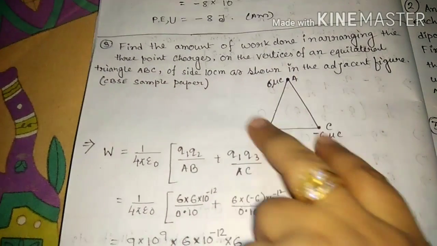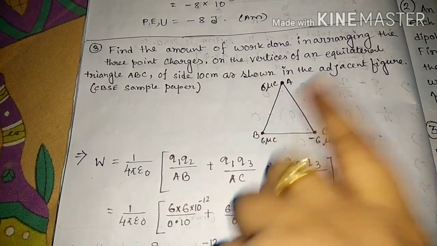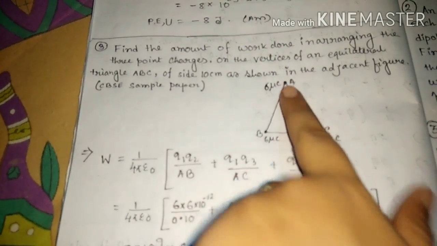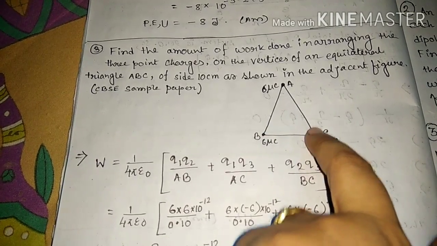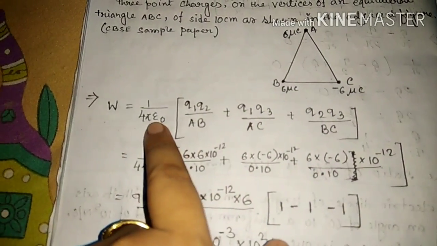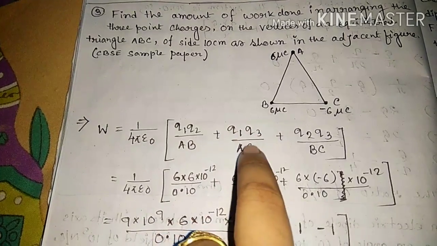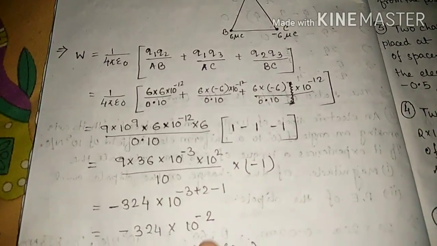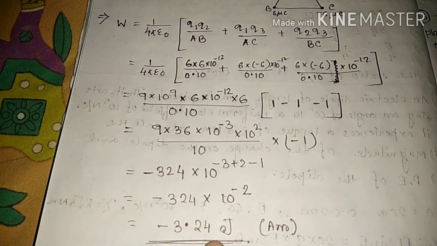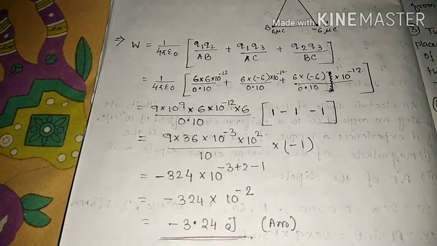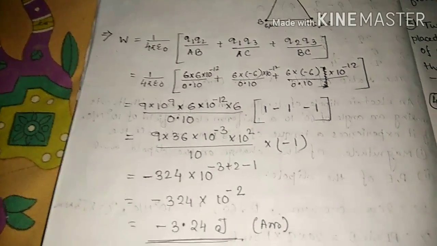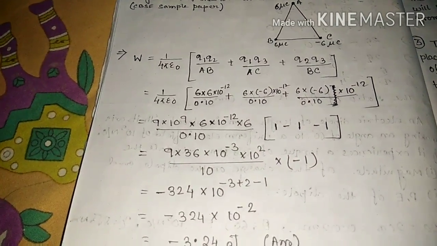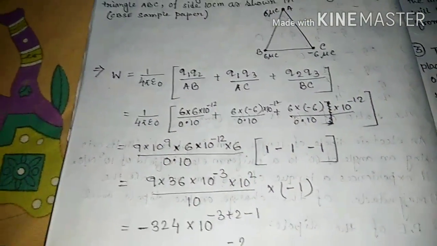So the total work done: first we take the pairs, between AB, AC and BC. Taking 1 by 4 pi epsilon naught common: Q1 Q2 by AB, plus Q1 Q3 by AC, plus Q2 Q3 by BC. Now put the values and solve. We have minus 3.24 joule. Understand? Like this way we can solve the numericals. They are very easy, because work done is used directly: first between these two, plus these two, plus these two. This is the system of three charges.